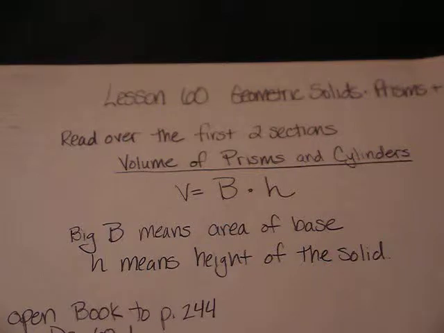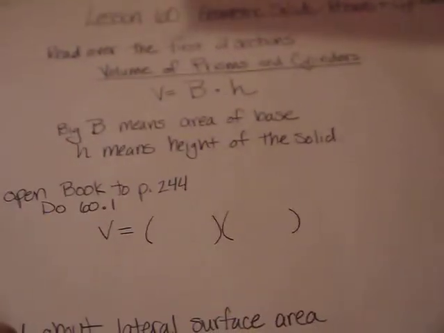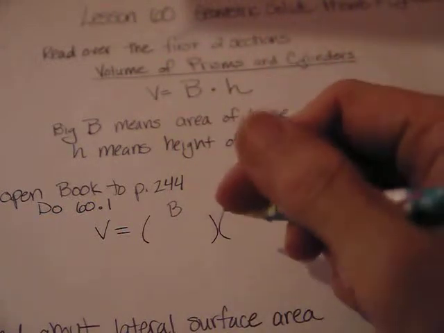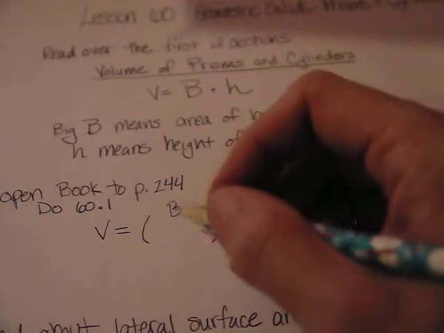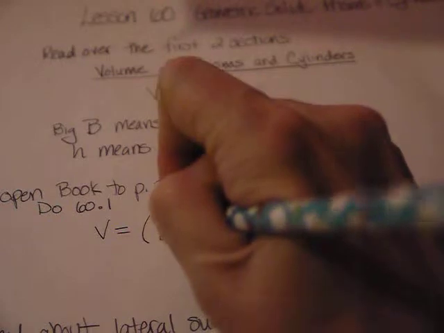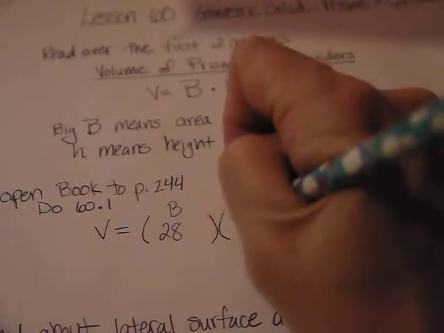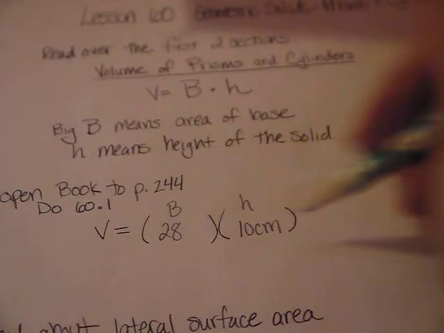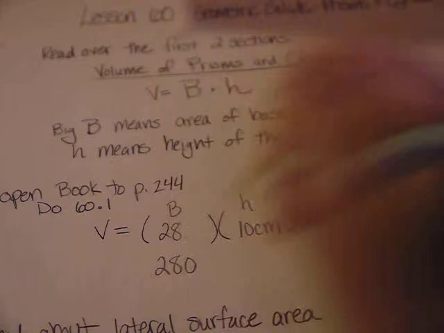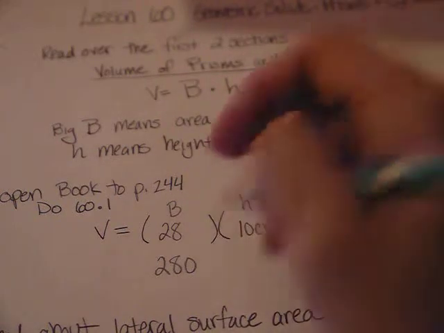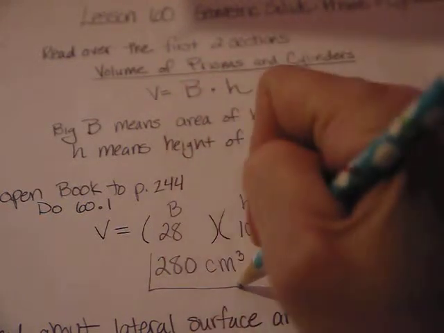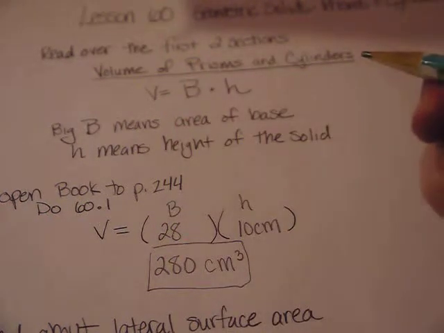So if we're going to find the volume, we just need to do the area of the base times the height. Big B means the area of the base, all right? And they just told us 28 centimeters squared, and it's 10 centimeters high. So to find the volume, we do 28 times 10, and we don't need to do any extra work because when you multiply by 10, you just add a 0. And since it's volume, it's centimeters cubed, okay? So that's how we do that first example.